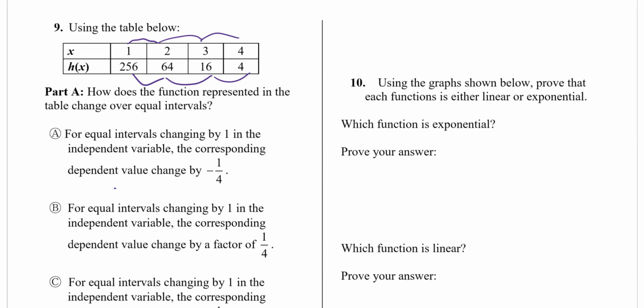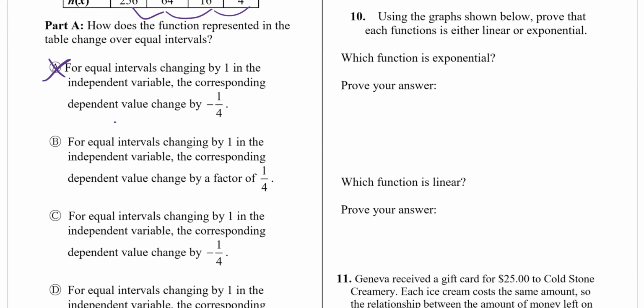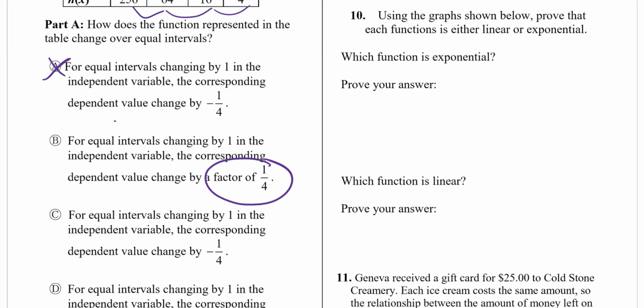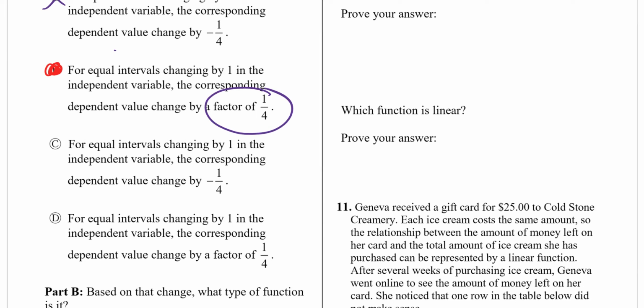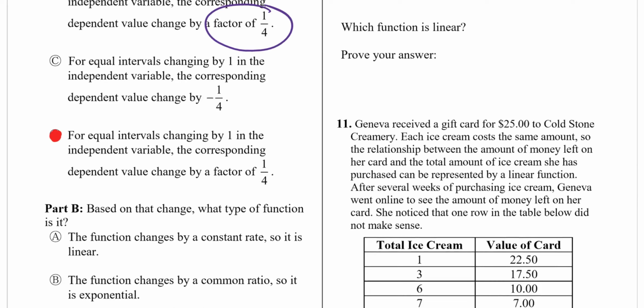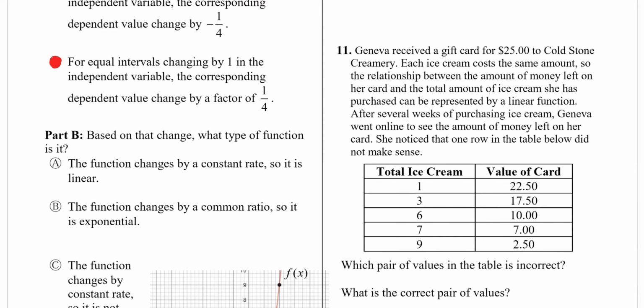So it looks like for equal intervals changing by 1 in the independent variable, the corresponding dependent value changed by -1/4. That's not true. They didn't change by -1/4. They changed by a factor of 1/4. So the answer is going to be B. Turns out that for whatever reason, this is just a typo, that D is also the correct answer because it was the same value. Part B, based on that change, what type of function is it? Well, since it has a common ratio, it is exponential.